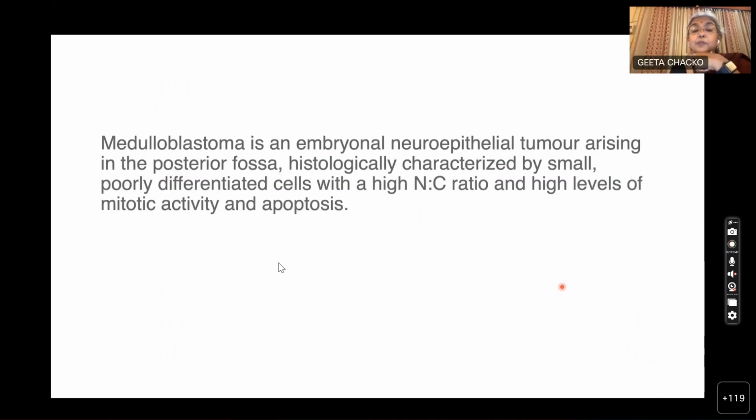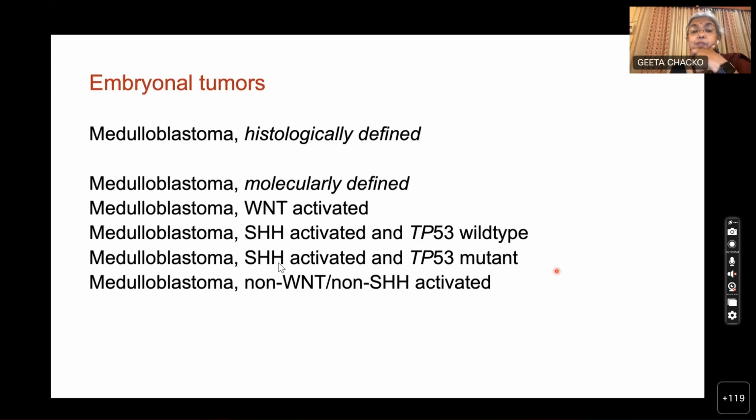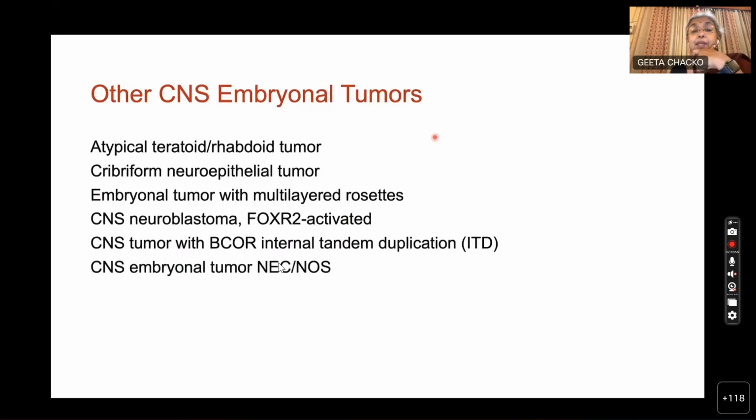So medulloblastoma, like you said, is an embryonal tumor seen in the cerebellum, high nuclear cytoplasmic ratio, high mitotic activity and apoptosis. The WHO defines them histologically and molecularly. Molecularly, there are some subtypes. The other CNS embryonal tumors, there are a whole lot of them. Many of them are newly described entities. I'm not going to go into all of them.